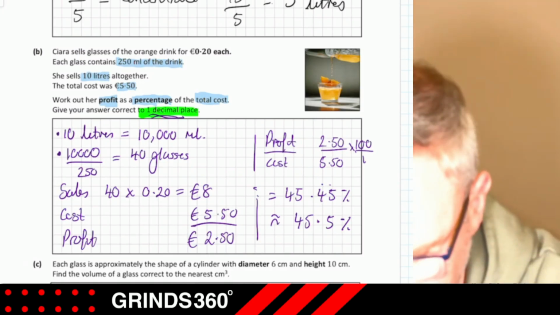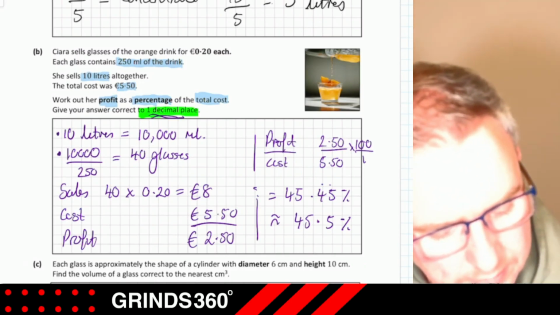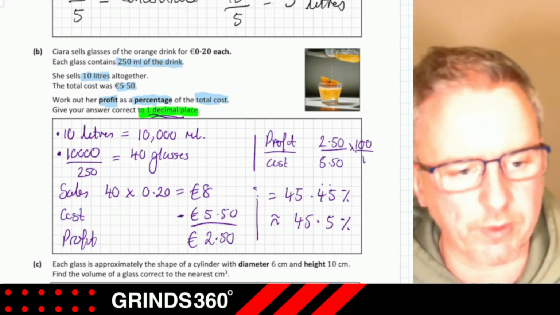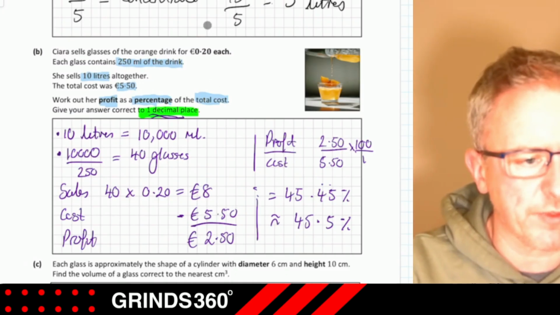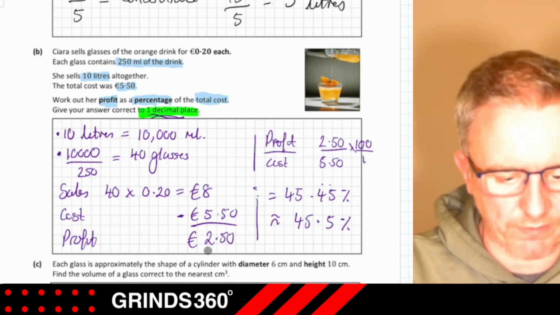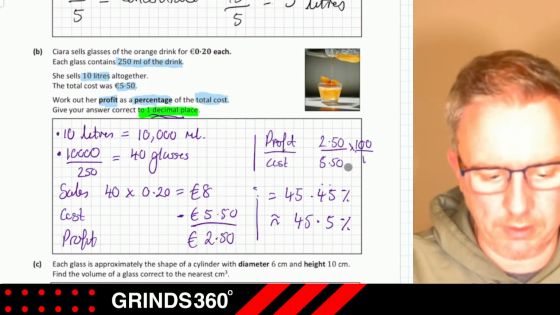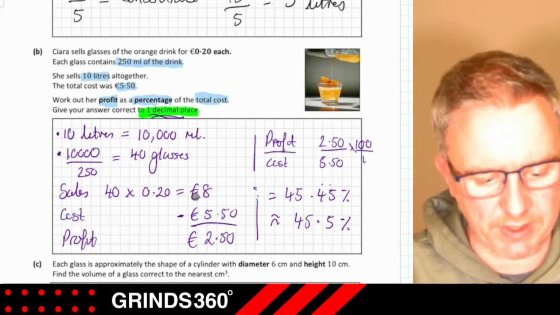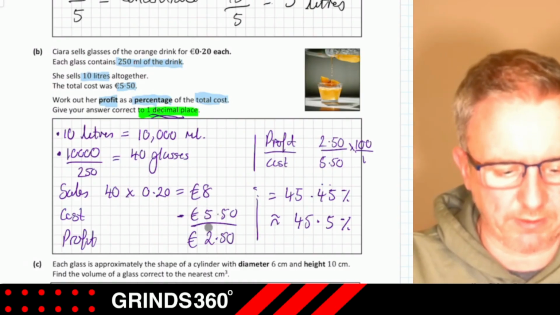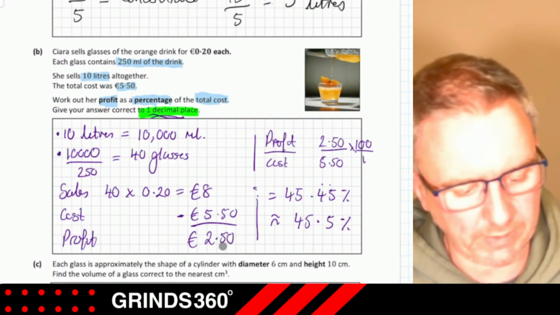Why is it 550 over the 250? Okay, because here, this is just your subtracting. Just a quick question there. On the layout there, I'm just saying €8 minus the 550 gives me €2.50, and then to get the percentage, €2.50 divided by 550. So that's just your little line to show that you've subtracted these two. That's all that's happening there to work out.